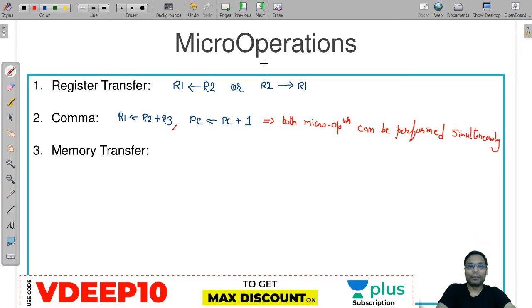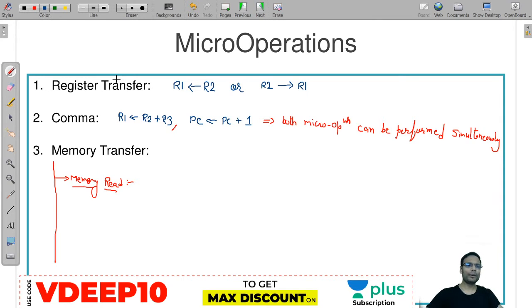Next is memory transfer. What is memory transfer? Memory transfer means memory read or write. Let's try to understand these two things one by one. First, how will you denote a memory read operation? You tell me, in a memory read operation, from where to where is the data transferred? Data is transferred from memory to the CPU. Right or wrong? Yes, correct. So in a memory read, data is transferred from memory towards the CPU.